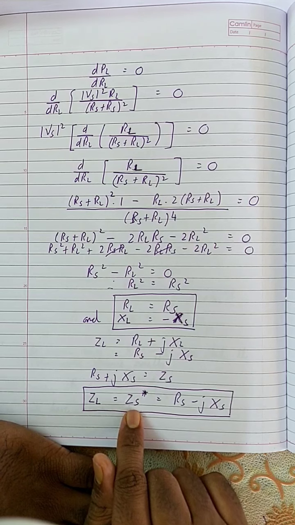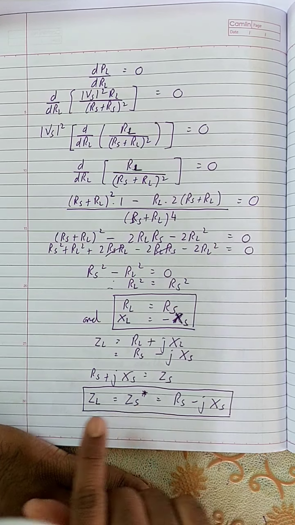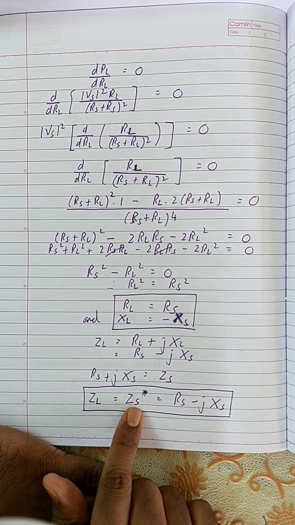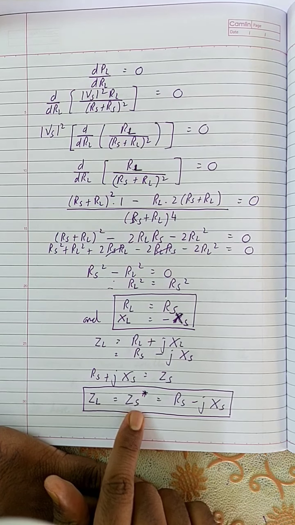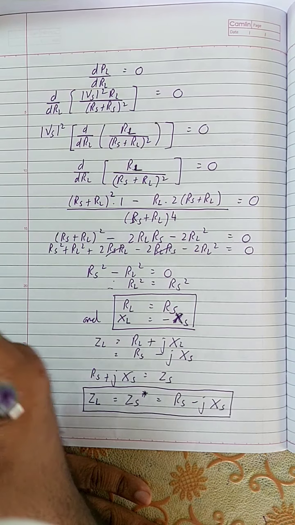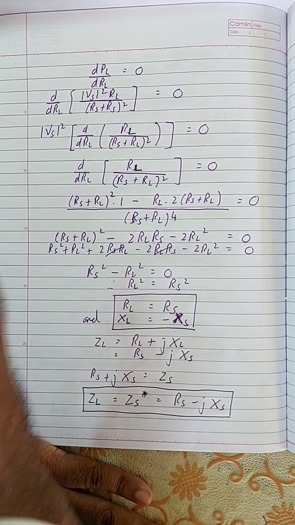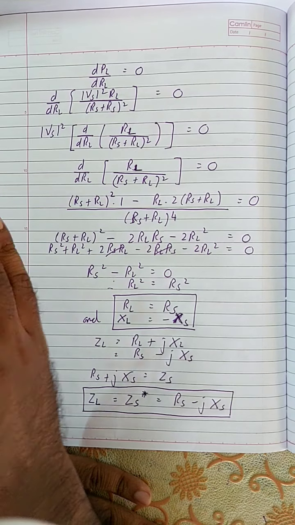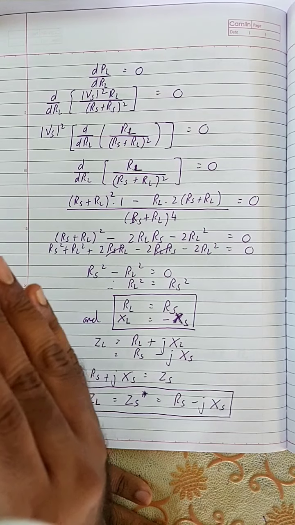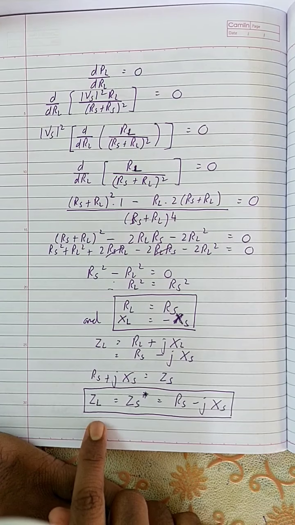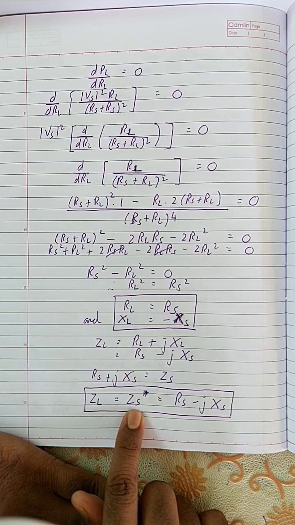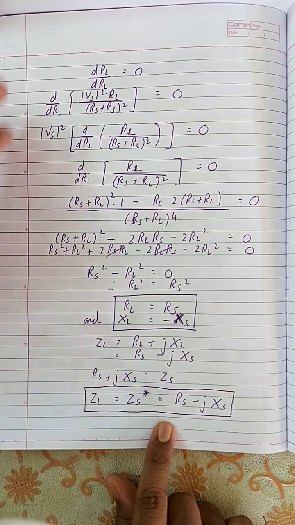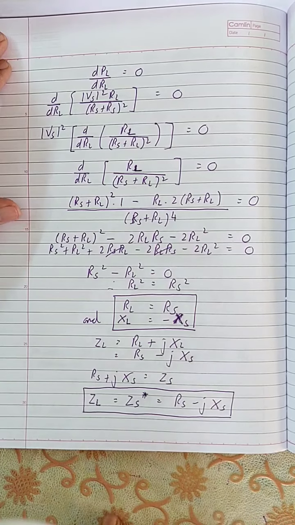If you want to have maximum power, this should be the value of your load impedance, which means it has to be a complex conjugate of your source impedance. So whatever the value of your source impedance is, let it be any value. If you want to have maximum power from that, and if you are having a variable resistor with a variable reactance, then that variable impedance must be equal to the conjugate of that source impedance. This is what case 2 is telling us to do.